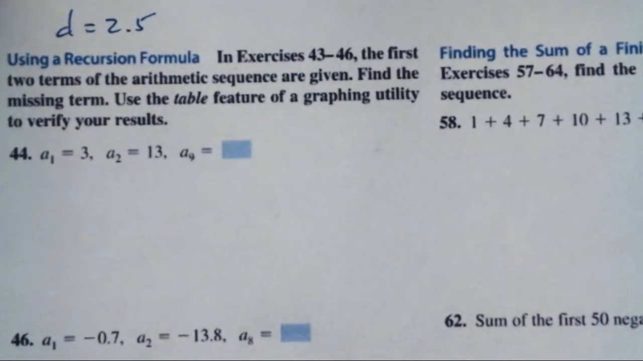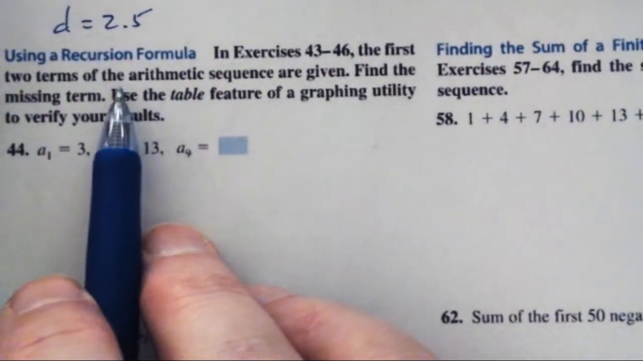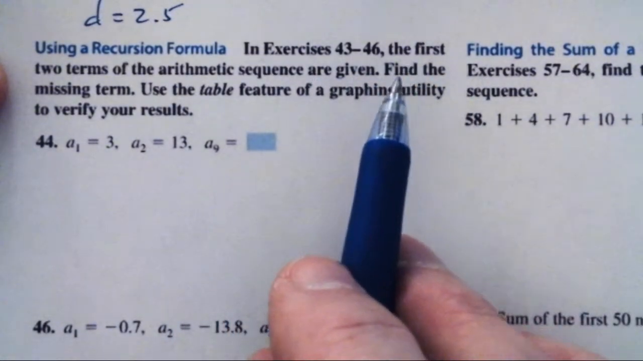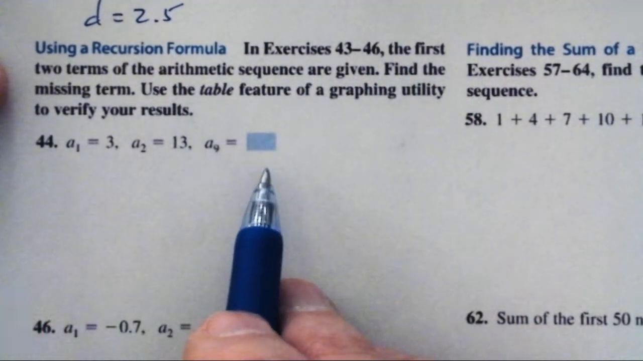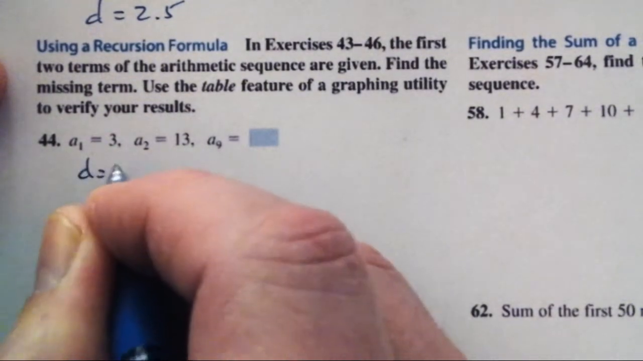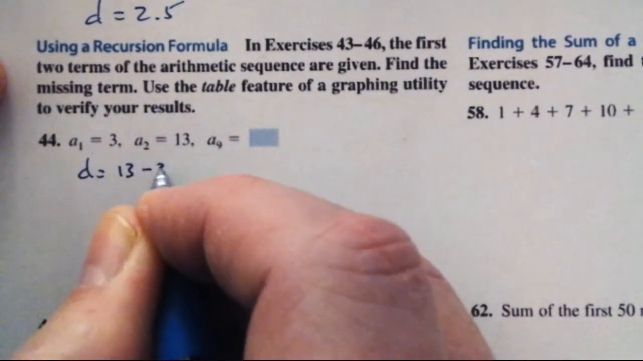All right, 43 to 46. Find the missing term. The first two terms of the arithmetic sequence are given. Well, if they give me the first two terms, the difference is the second term minus the first term, which is 10.